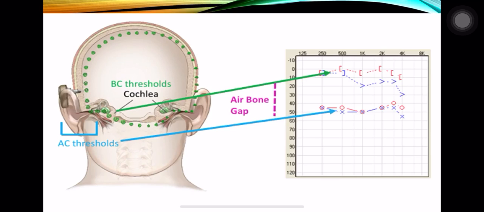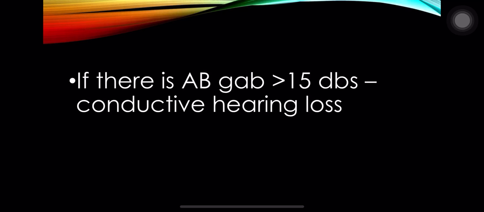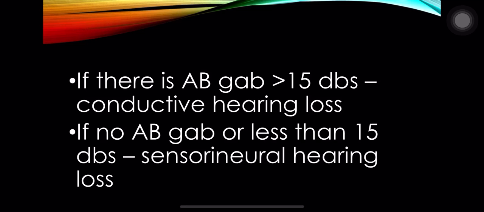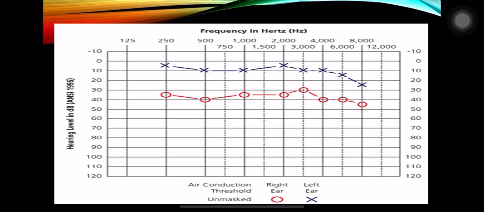So we can easily find whether a graph is a conductive hearing loss or a sensorineural hearing loss. That is, you have to note the air-bone gap. Air-bone gap is nothing but the difference between the air conduction and bone conduction of an ear. It should be more than 15 decibels. If it is more than 15 decibels, then it denotes conductive hearing loss. Whereas if there is no AB gap or less than 15 decibels, then it denotes sensorineural hearing loss.